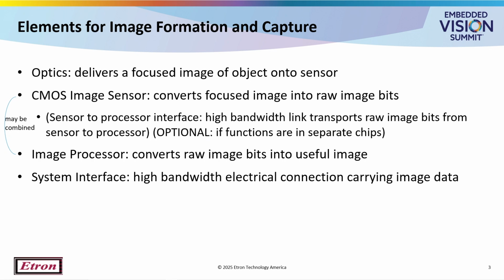And then somehow or another, we've got to turn those raw image bits into a useful image. And that's done in an image processor. That may or may not be merged onto the CMOS image sensor die. But if it's separated, then there's also a high-speed data link that has to connect the image sensor to the image processor. And then, of course, after the image processor, there's usually some kind of a system interface. Maybe it's USB, maybe it's Ethernet, or some other kind of interface that carries the bits over to someplace you can do something with the image data.